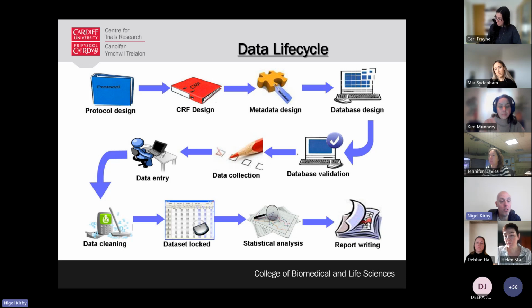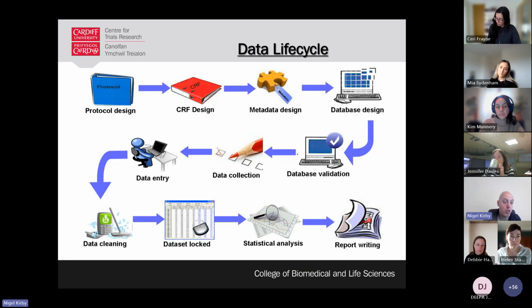We'll then move on to our data collection. So this again will be by participants, by sites, but they'll be using that database. We've got the data entry still on there. This is mainly if we're using paper case report forms, and they would come back to the Centre for Trials Research to be entered.